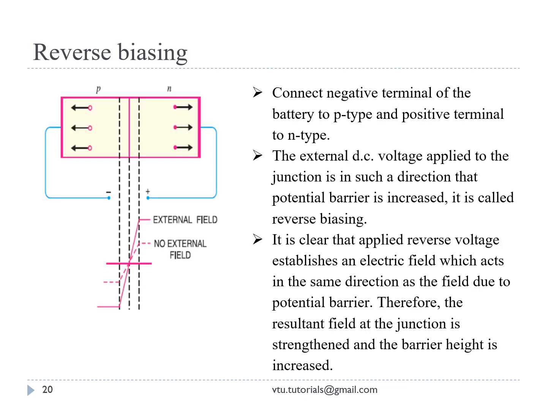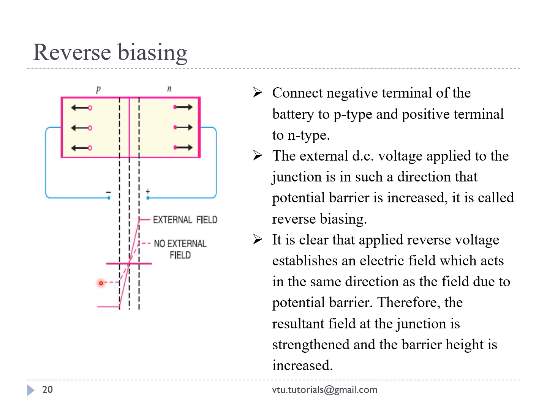Reverse biasing of the PN junction. In reverse biasing, the P type is connected to the negative terminal of the battery and the N type is connected to the positive terminal of the battery. The external voltage applied to the junction is in such a direction that the potential barrier is increased. So here the curve shows this.